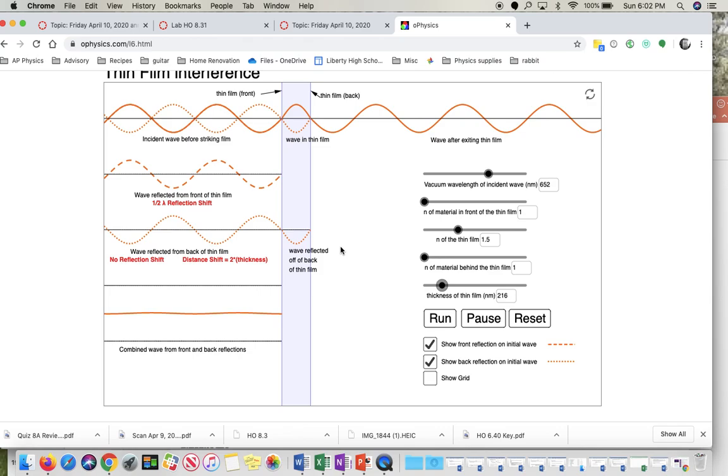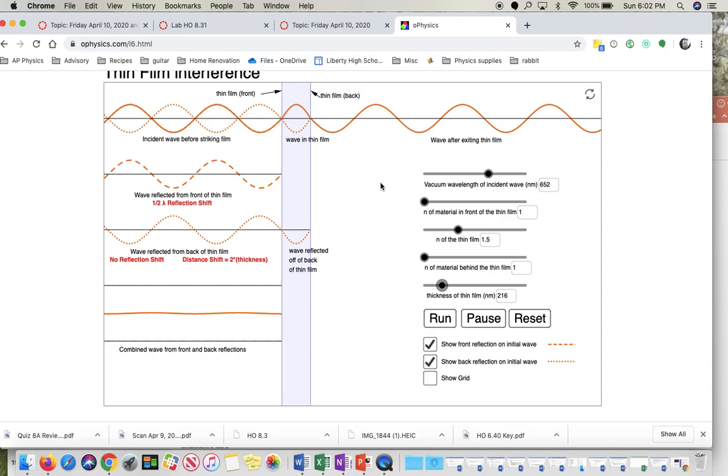So what I have set here, we've got light that's coming in. This wave right here shows the incident wave coming in. The index of refraction of this medium over here is 1. We have our thin film, which has an index of refraction of 1.5, and then we also have another material behind the film that has an index of refraction of 1.0 as well.